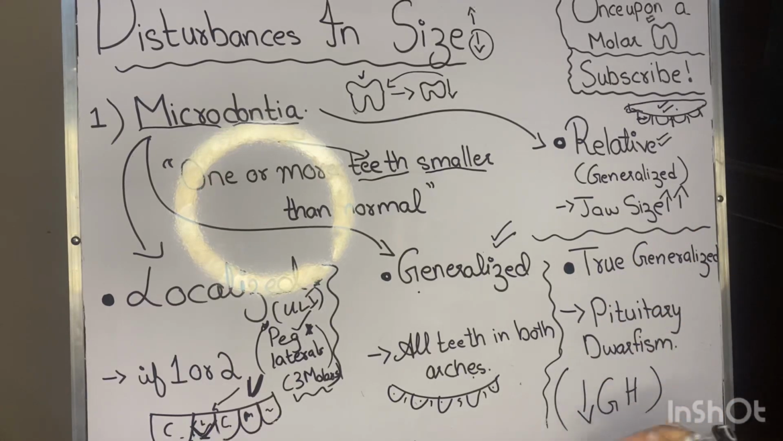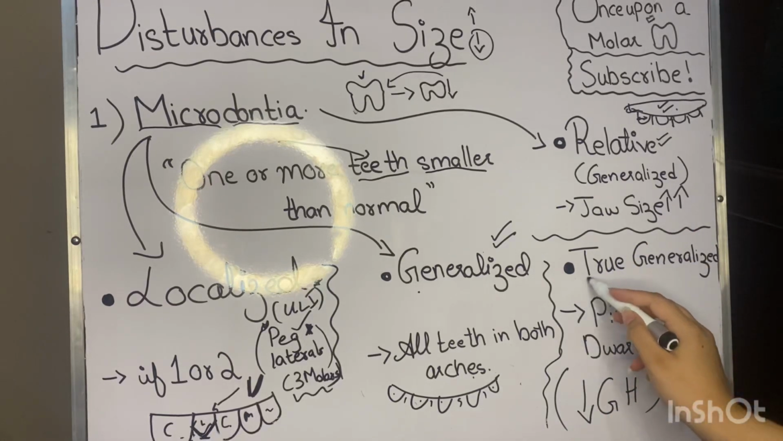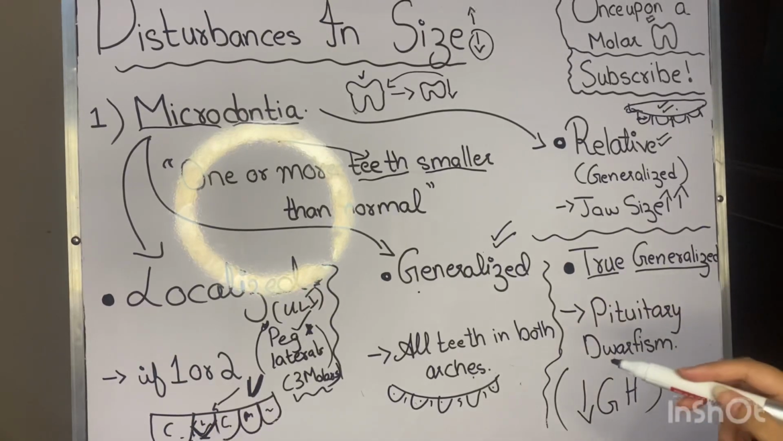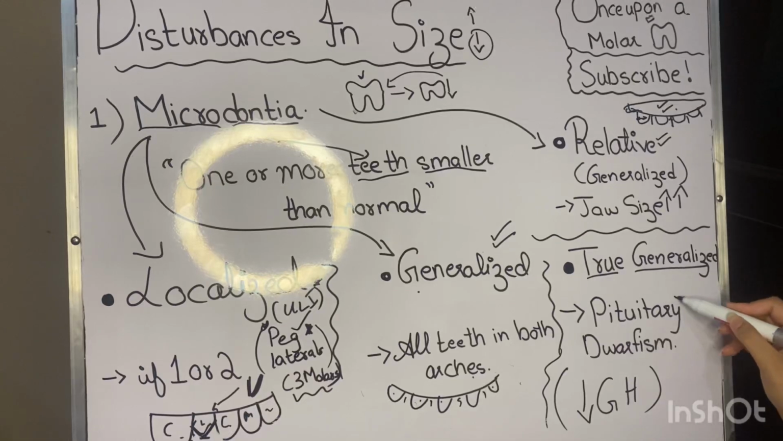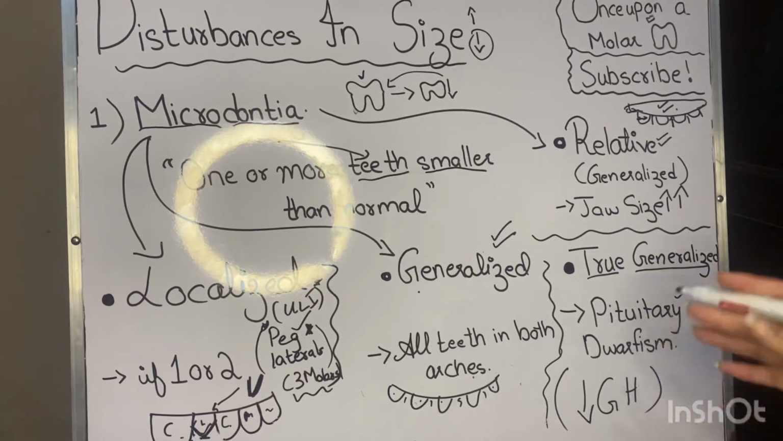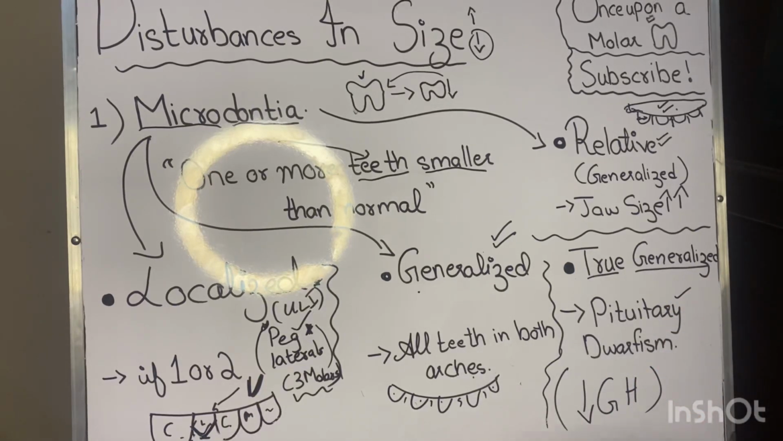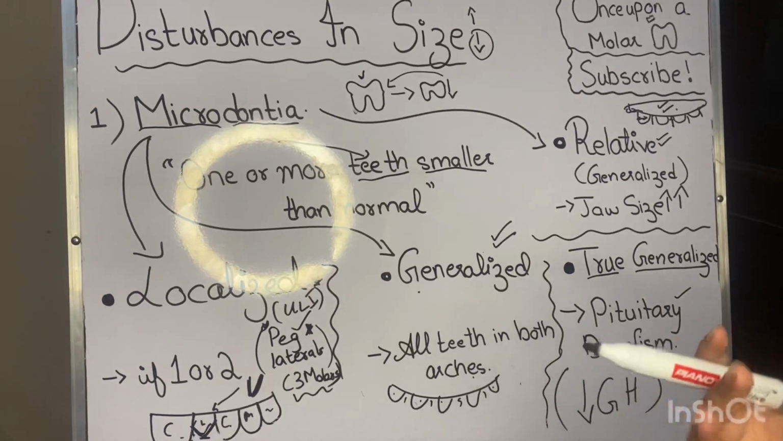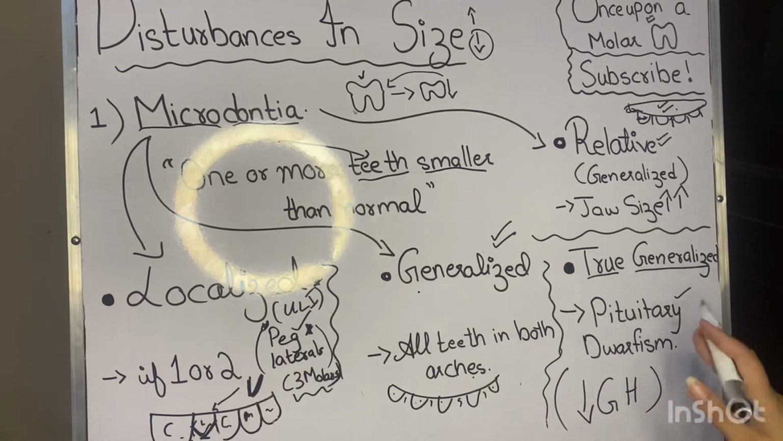Now, moving on to the last term for microdontia, we have true generalized, okay? Now, usually what happens is that there are a few conditions in which the growth is retarded, okay? Like there are many cases of, for example, pituitary dwarfism. Now what happens in pituitary dwarfism is that the pituitary gland, which is basically responsible for the secretion of the growth hormone or somatotrophin, is depressed. Could be due to any reason, could be a tumor, could be congenital, could be due to removal of the gland, damaging of the gland, anything, okay?